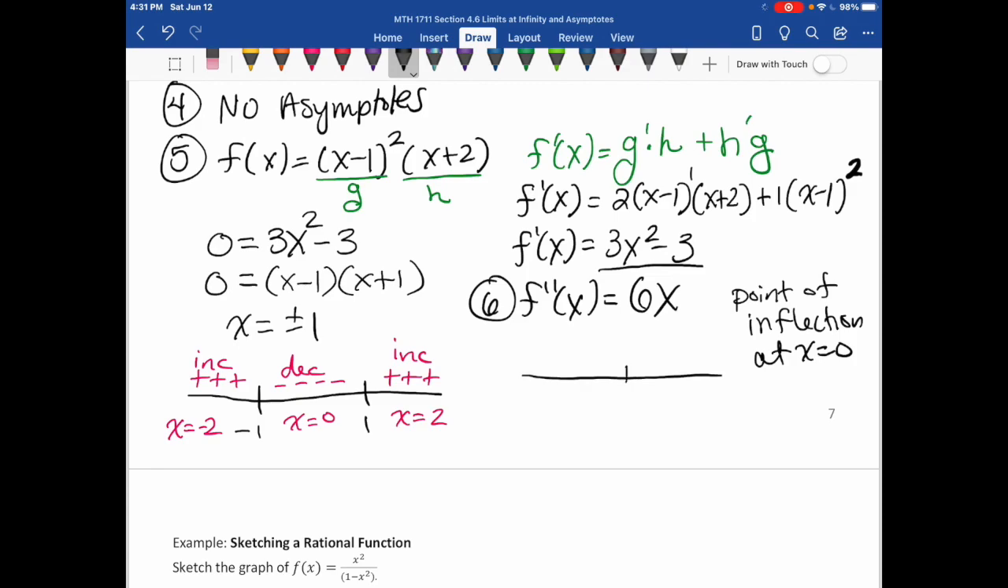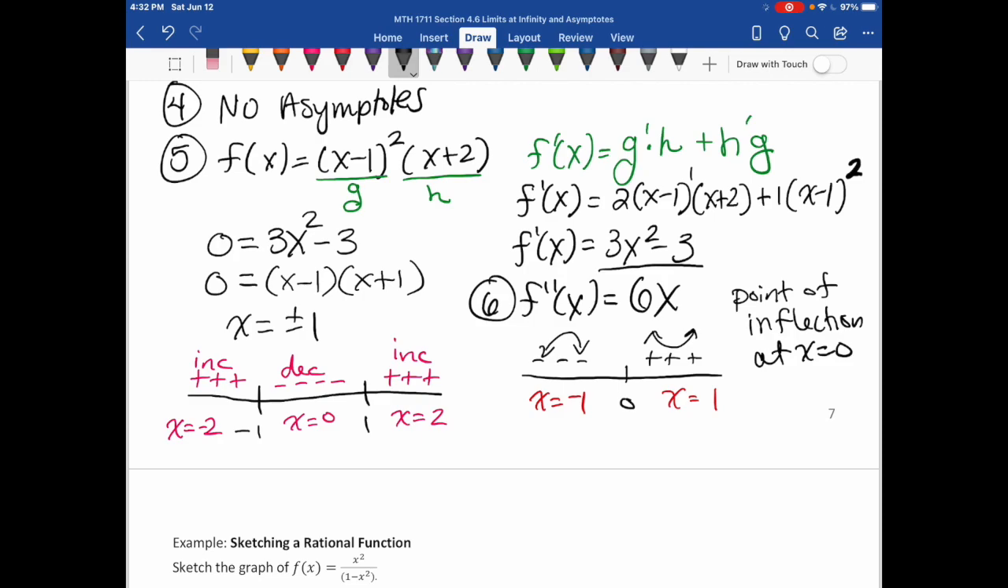And when I make my sign chart, if I plug in my test points, x is -1 for the left interval and x is +1 for the right interval, when I plug -1 into the second derivative, I'm going to get a negative value, which means it's concave down. And when I take 1 and plug it into the second derivative, I get a positive value, which means on that interval, it's concave up.